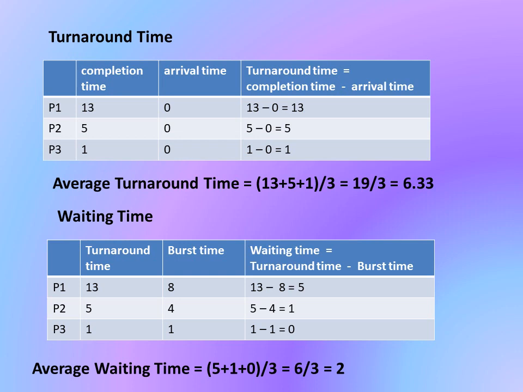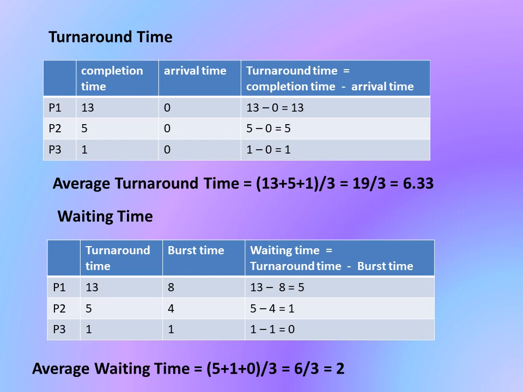In the same way, the waiting time for process P3 is 0. The turnaround time for process P3 is 1 and the burst time for process P3 is 1. So 1 minus 1 is equal to 0. Therefore the waiting time for process P3 is 0.